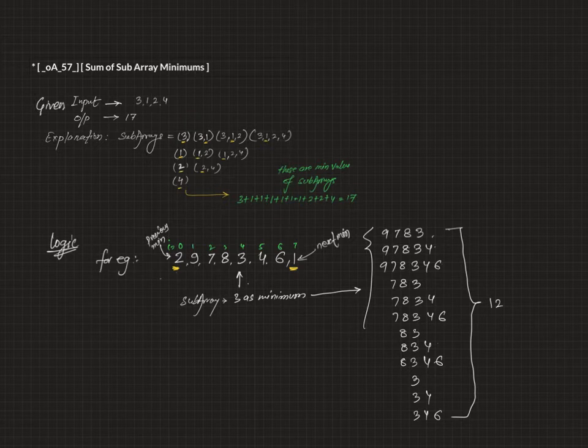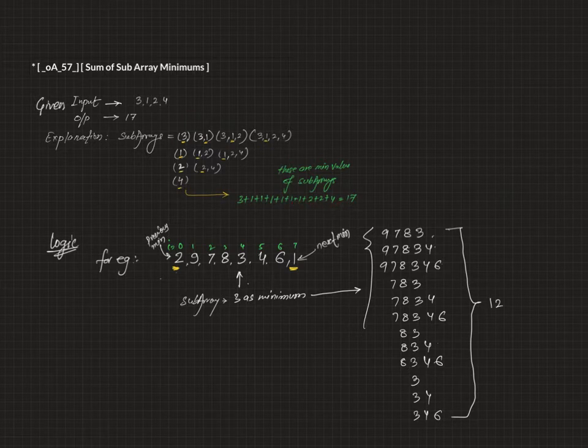So what the problem actually says is that we have to find the sum of the minimum of each subarray. The minimum in this subarray is 1. In the same way, the minimum of this subarray is 3. So 3 plus 1 plus 1 plus 1, if we add all of those, it becomes 17.